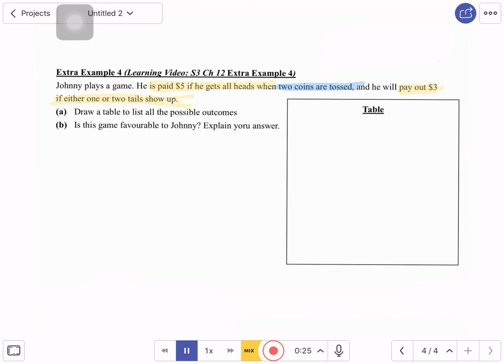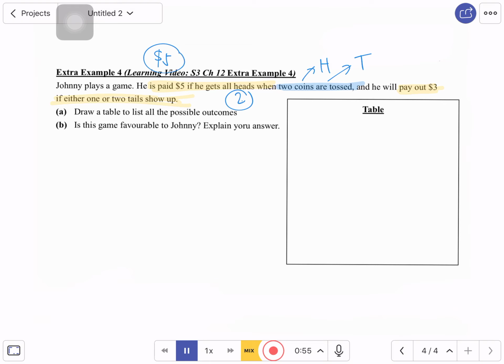For example, in a coin, there are 1 head and 1 tail. If Johnny gets both coins are heads, that means if he gets 2 heads, then somebody is going to pay him $5.